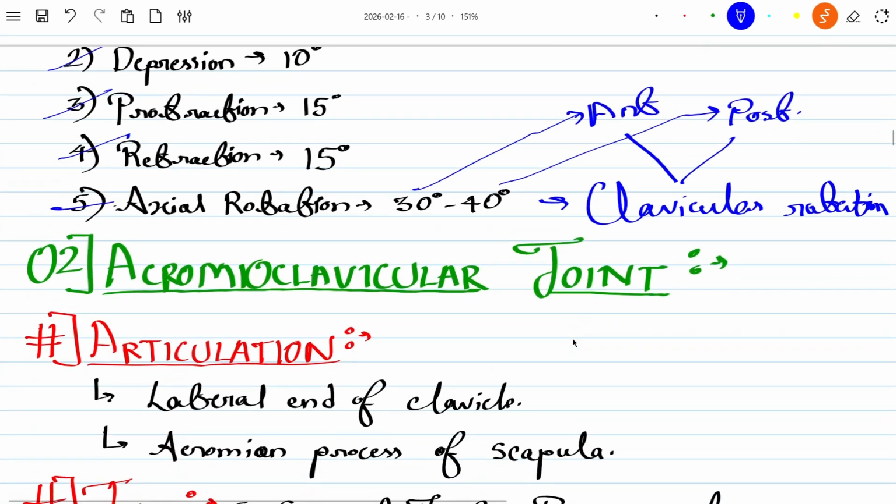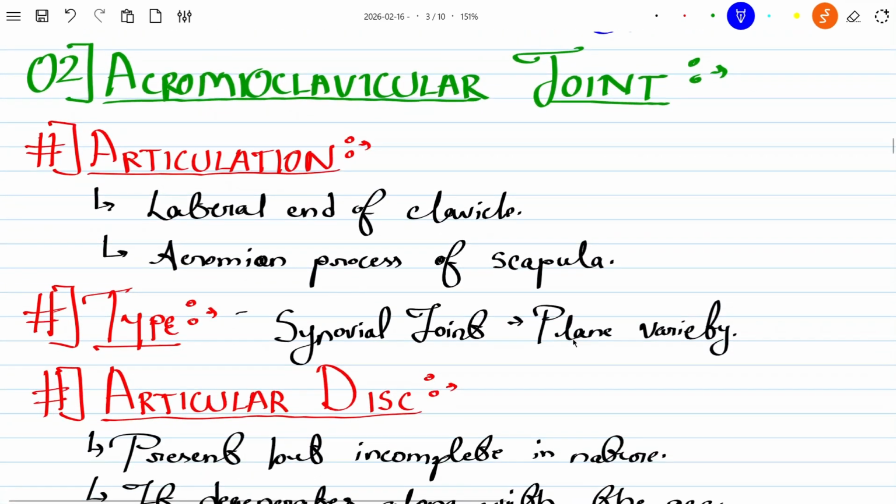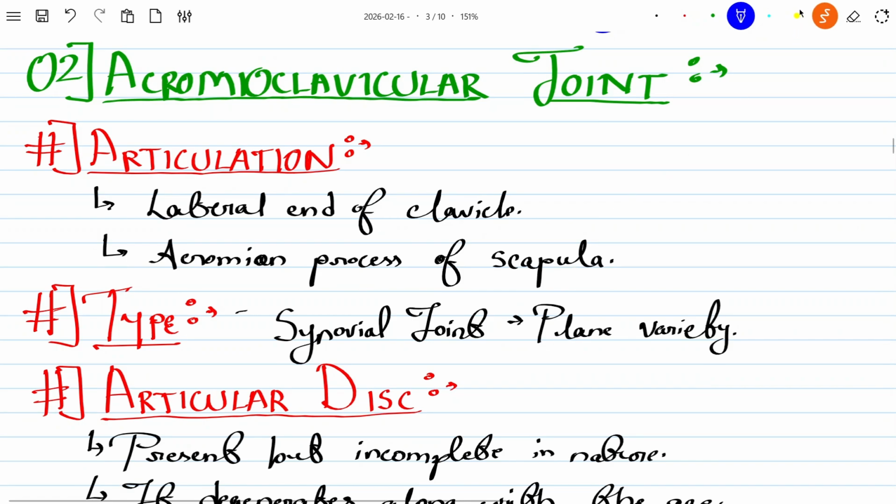Coming to the next joint which we are having, that is the acromioclavicular joint. As we can see, the articulation is between the lateral end of the clavicle and the acromion process of the scapula. Coming to the type of the joint, it is a synovial joint, that too a plane variety.